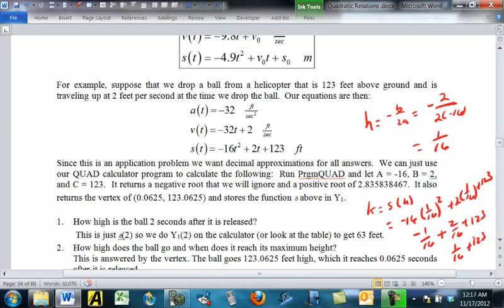1/16 is, let's see, 0.0625, I think, something like that. Yeah, so 123.0625. So that's the height. So notice I did that without a calculator.